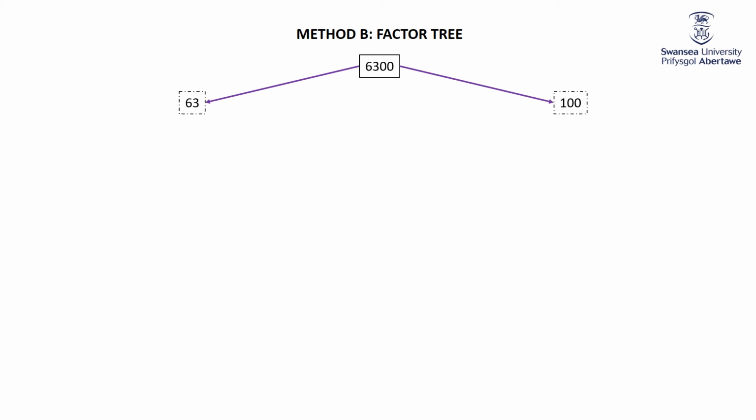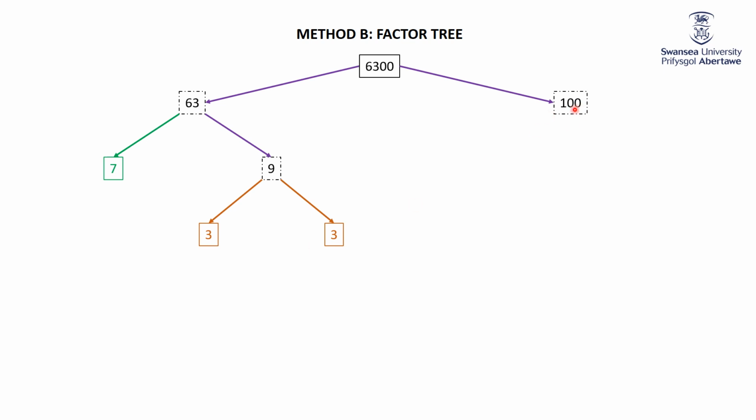Well, 63 can be divided by 3, it can be divided by 3, it can be divided by 7, or you can just know your tables and know that 63 is 7 times 9. 7 is, of course, a prime number, so we're good there. 9 is not, but 9 is, of course, 3 times 3. So we can factorize the 63 part into 7 and 2 3s. Now let's look at 100.